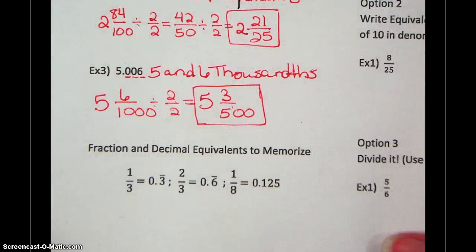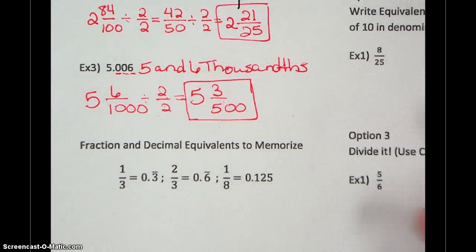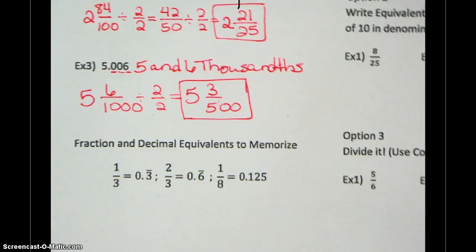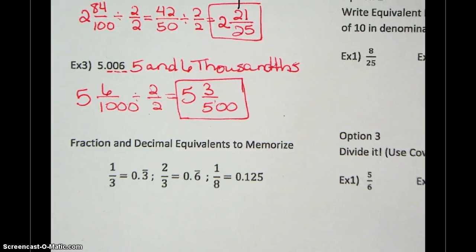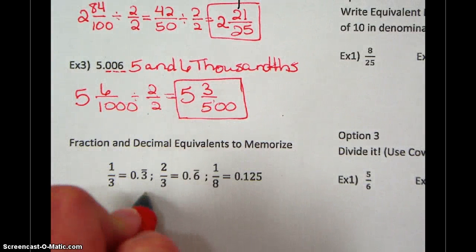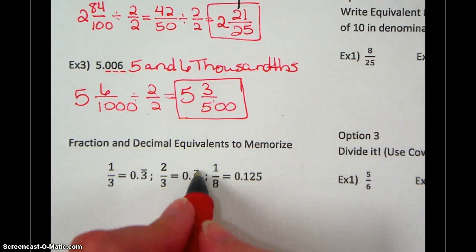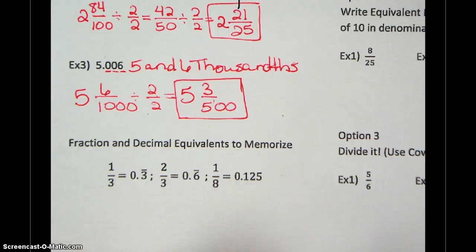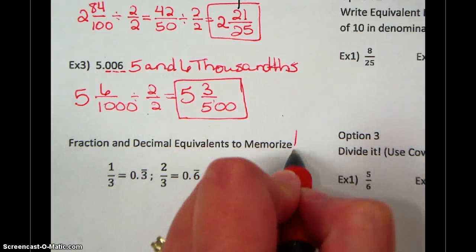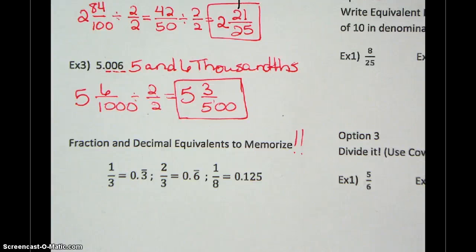Final answer. Down here at the bottom, I also told you some fraction and decimal equivalents that you need to memorize. These are a big deal. You do need to memorize these. 1/3 is equal to 0.3 repeating. 2/3 is equal to 0.6 repeating. And 1/8 is equal to 125 thousandths. Make sure that you get those memorized.